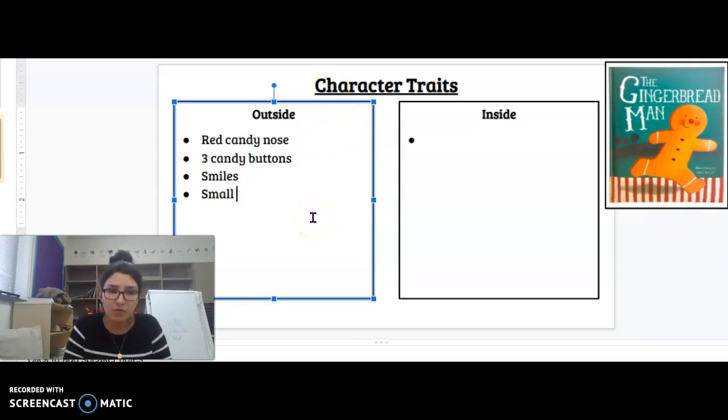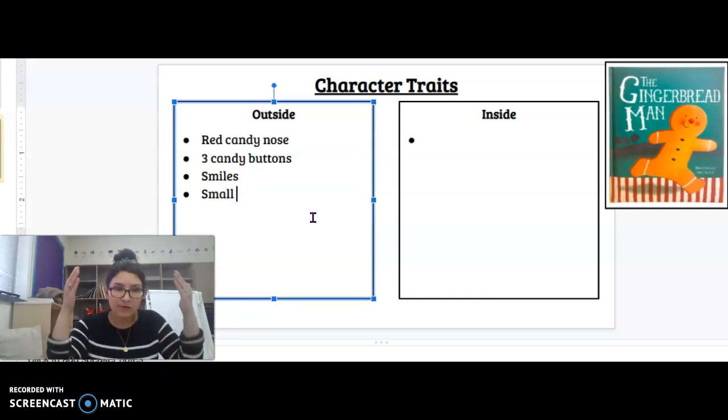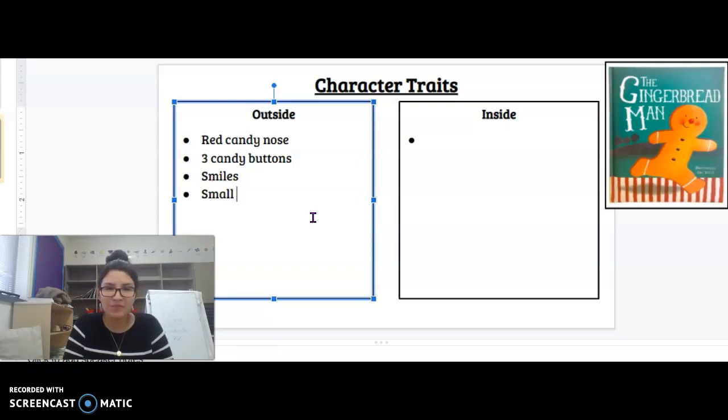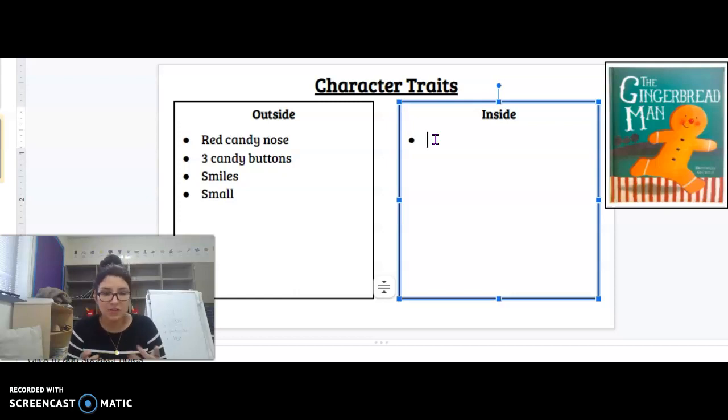If you can think of more, go ahead and give a thumbs up or raise your hand. Maybe if you're at school, your teacher can call on you so you can name a few more physical traits, things that you see on the outside for the Gingerbread Man. Or if you're at home, you can share with someone close by or a stuffed animal. Give a moment. So if you can do that. Okay, let's move to inside. So the personality traits, the way the character behaves, what they say, what they do, right?